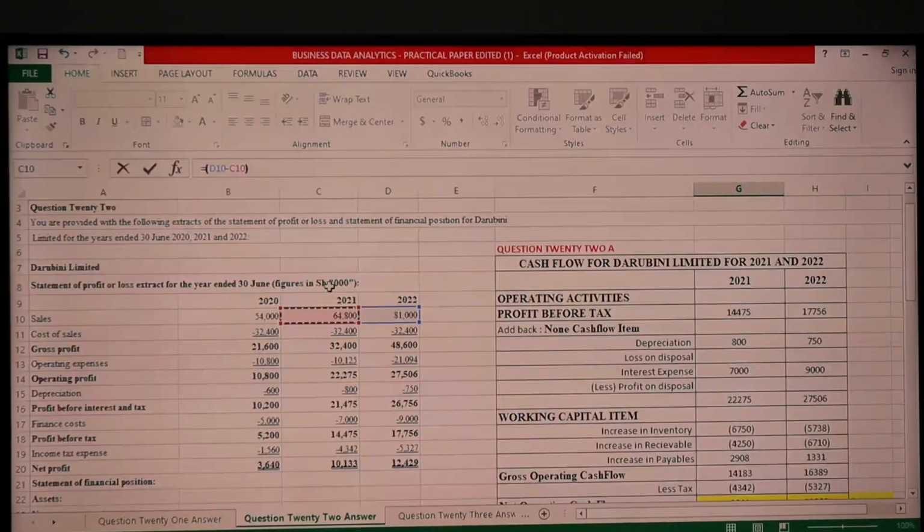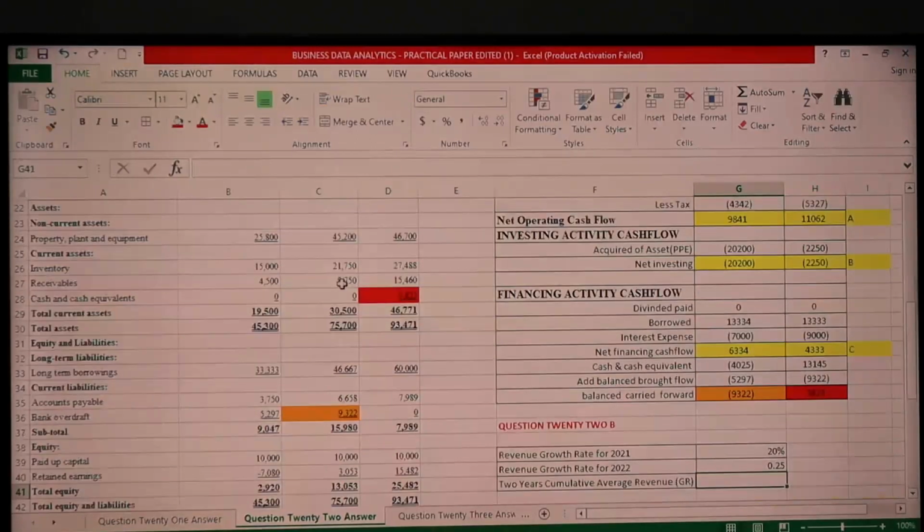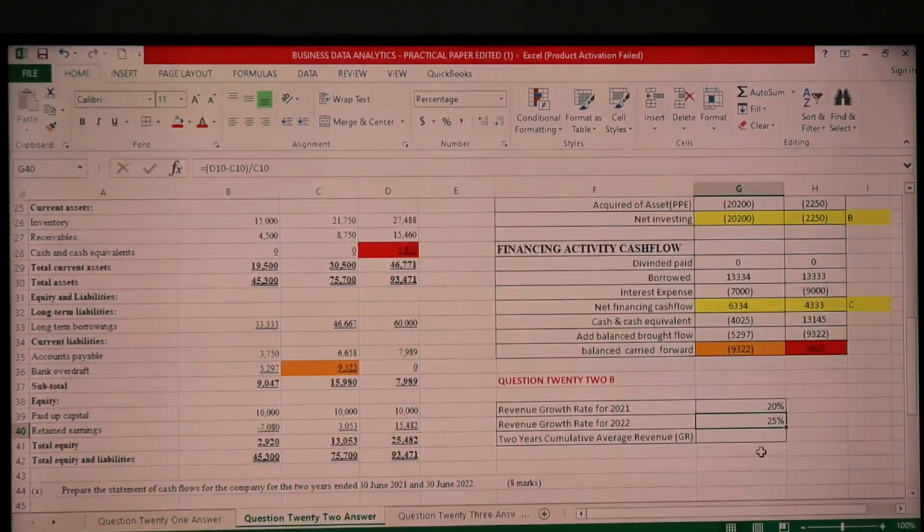Then we divide by the sales of the previous year. Once you do that, you press enter. Then to give you these amounts, which have to be converted into percentage. Remember, you don't multiply by 100, because if you do so, it will give you a very big value.